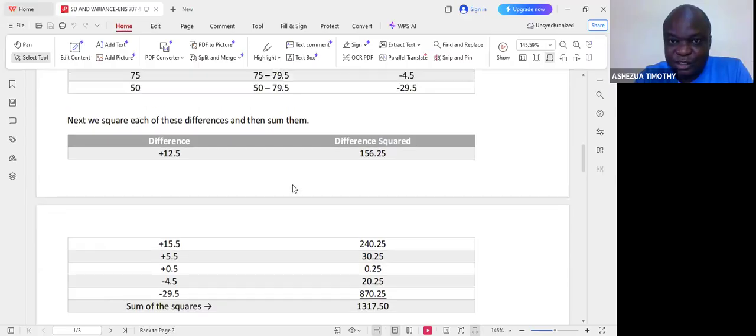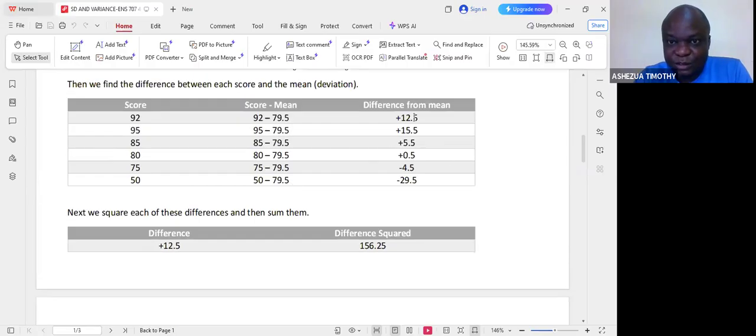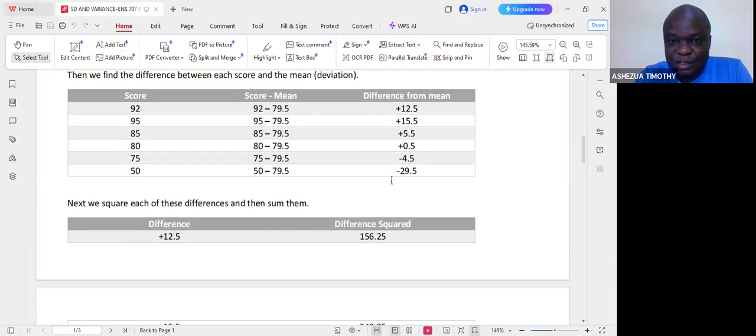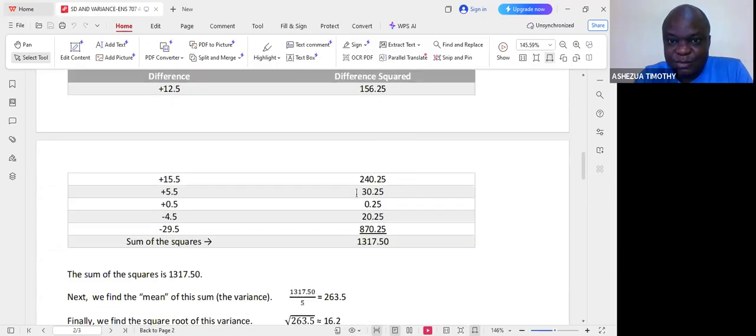So this is your difference here. You square them now, and if you square them, you will have this. Then immediately you add it up. When you add it up, you have this.